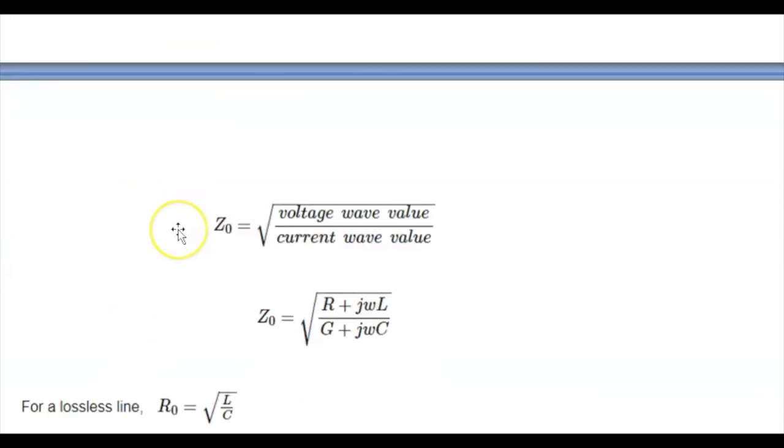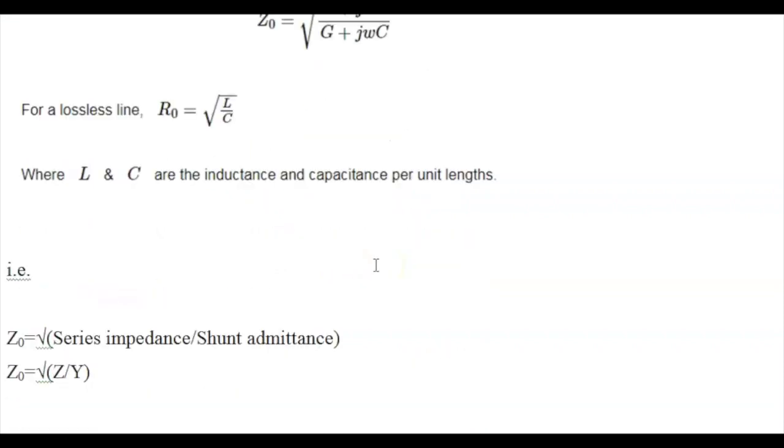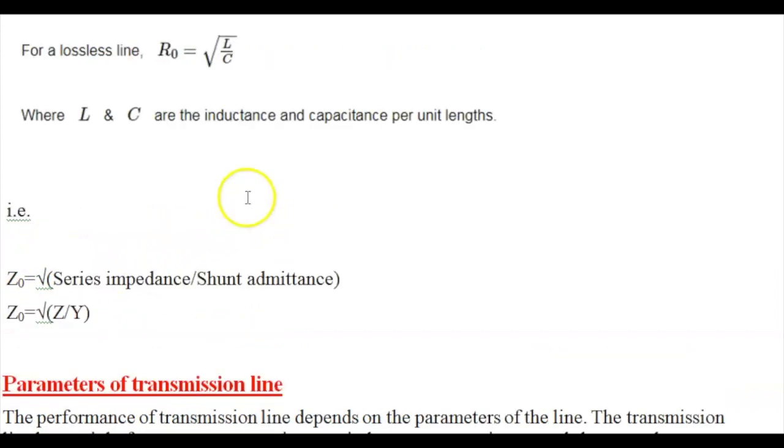Now we can see how this characteristic impedance is measured. That is, Z0 is equal to square root of voltage wave value by current wave value. So that is equal to, we have already seen, square root of series impedance by shunt admittance. That is, Z0 is equal to root of Z by Y.